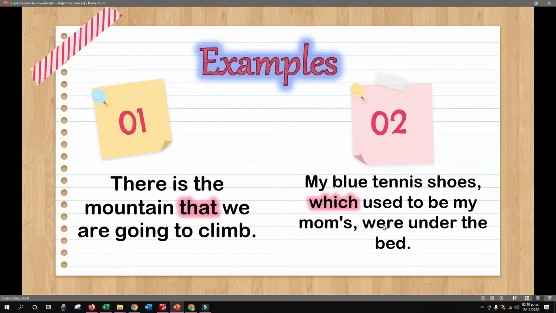Es una oración que puede estar por sí sola, ¿verdad? My blue tennis shoes were under the bed. Es una oración completa, puede escribirse sola y tiene un significado completo. Pero ¿qué está haciendo la adjective clause acá? Está agregando información extra de los blue tennis shoes, ¿verdad? De los zapatos. Y es una dependent clause, porque por sí sola no tiene un significado, ¿verdad? Entonces, por ello necesitamos una independent clause y una dependent clause. Y en este caso, the adjective clause is modifying the blue tennis shoes, right?